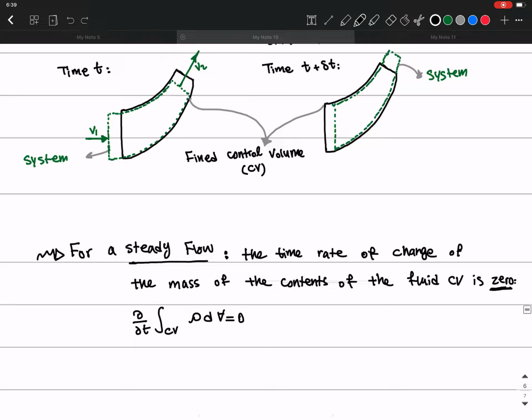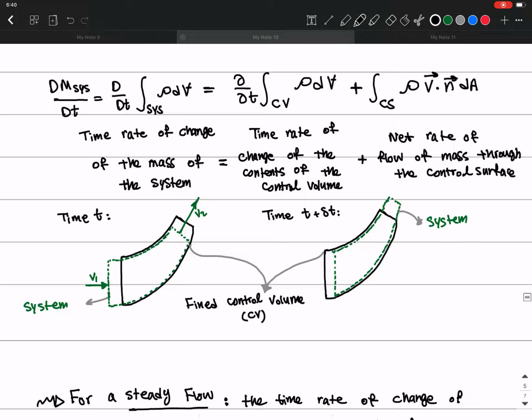So just to make a note, this is not necessarily true for unsteady flow. So for unsteady flows, the time rate of change of the content of the fluid CV is not necessarily 0. Okay, so let me now describe this again using this kind of figure that we have here.